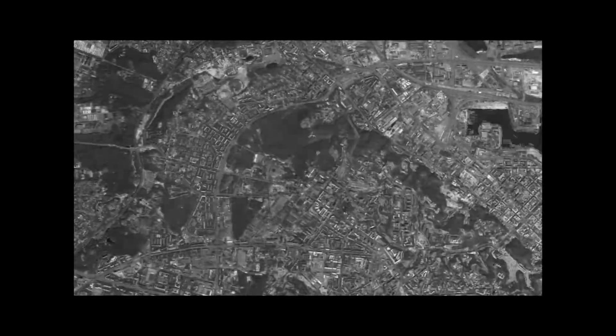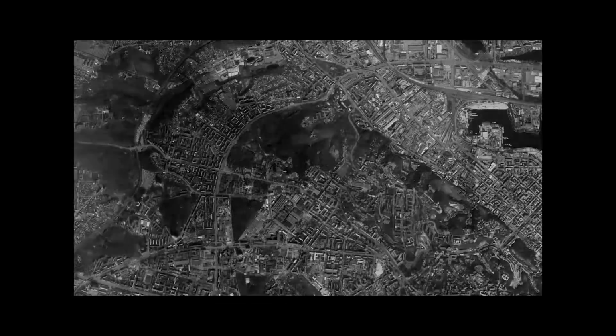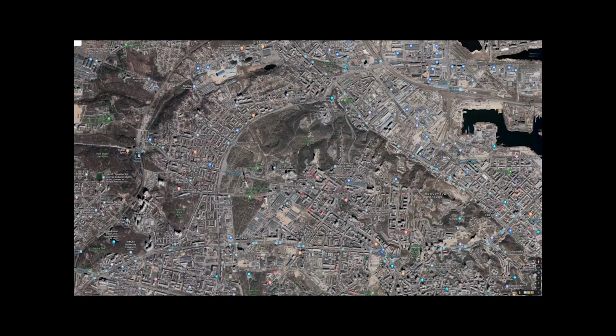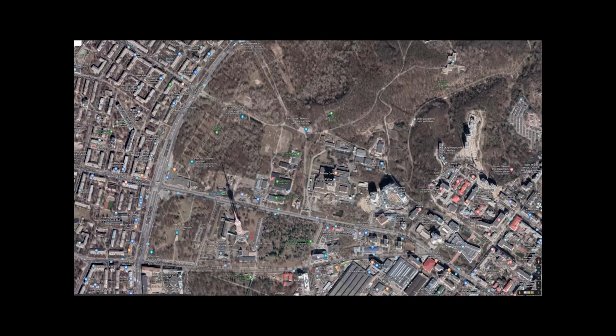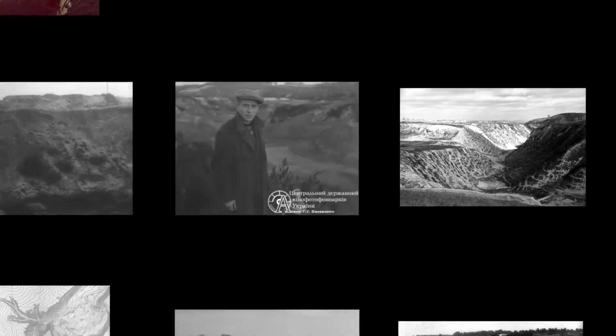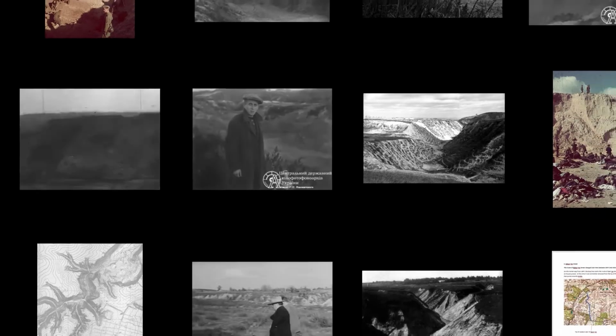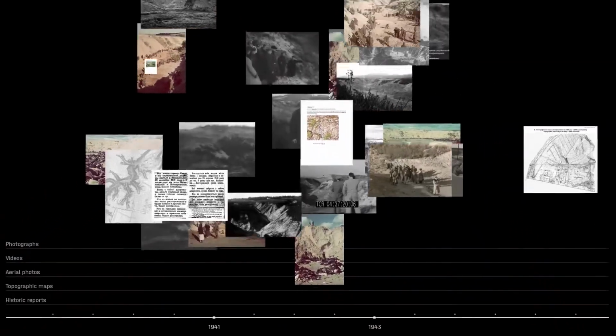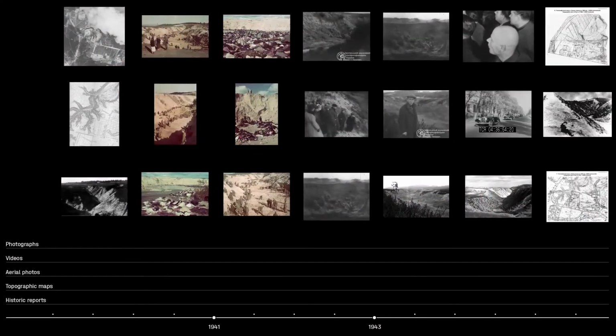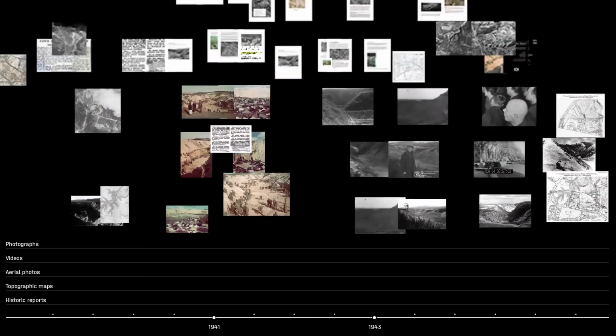Once a massive geologically formed ravine on the outskirts of Kyiv, this place looks very different today. During the Soviet era, Babyn Yar was systematically obliterated and eventually turned into a park. The memory of its past state is only accessible through archival materials, such as maps, photographs and videos, historic reports, and witness testimonies.